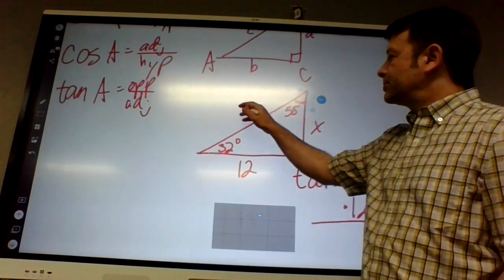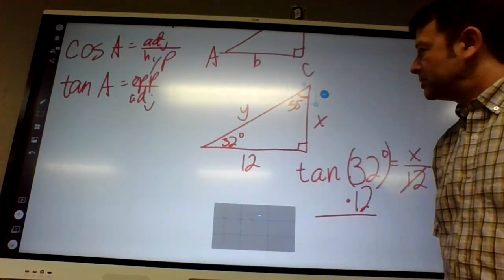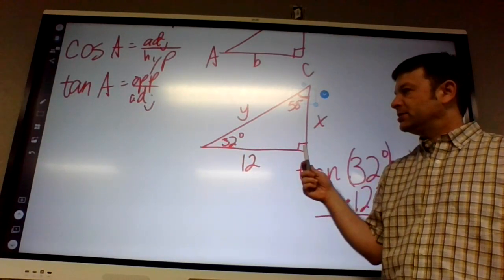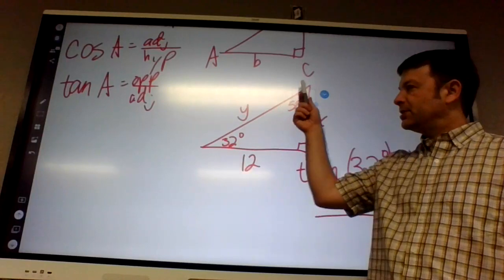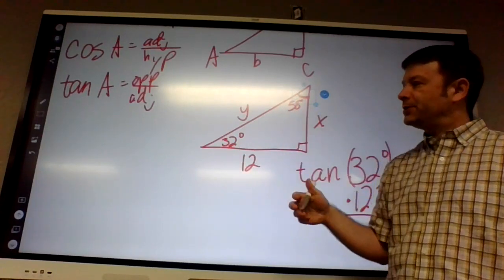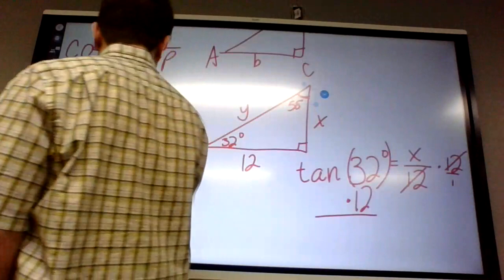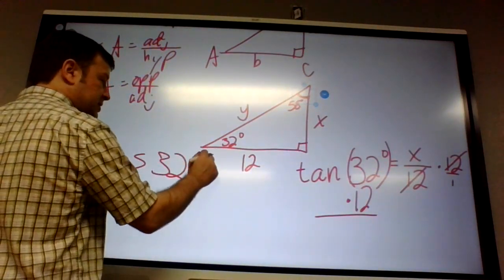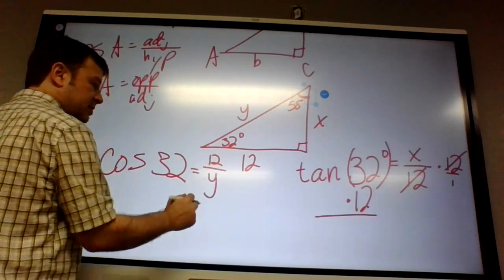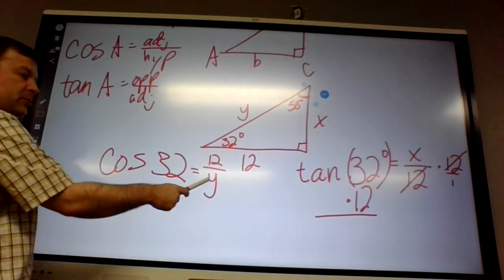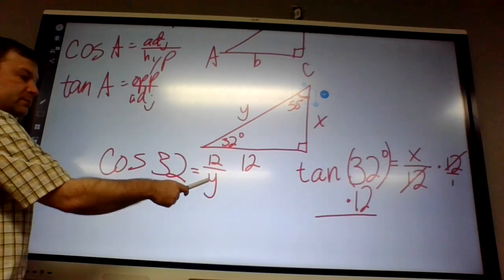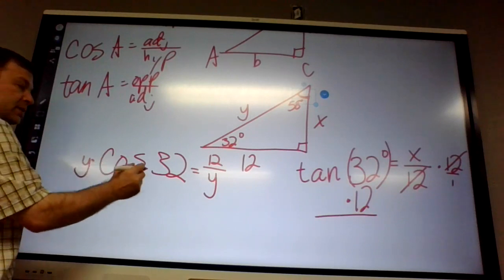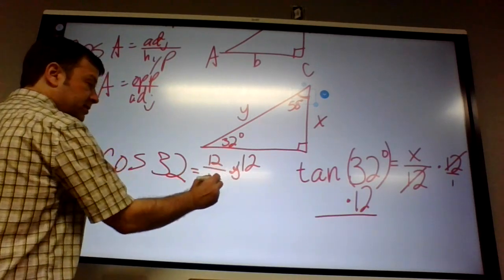Okay, what if I want y? So using this 32-degree angle, this is the what side? And this is the hypotenuse. Which trig function is adjacent to hypotenuse? So cosine of 32 should equal adjacent over hypotenuse. Okay, what did we do if the variable was on the bottom? Right, multiplied by y, so it moves up here. And over here it just goes away.